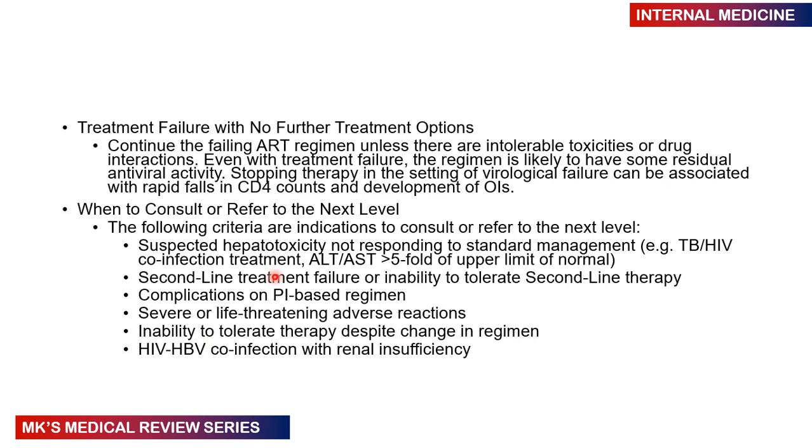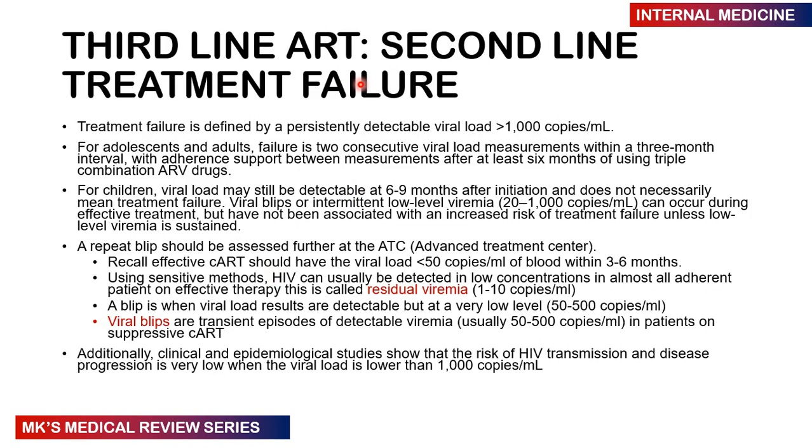Then, of course, what is our third line? Treatment failure we can now define as a persistently detectable viral load, greater than 1,000 copies. Of course, I gave you a value of 400 copies, but now let's use 1,000 copies. For adolescents and adults, failure is 2 consecutive viral load measurements with a 3-month interval between, with adherence support between the measurements, after at least 6 months of taking therapy with 3 drugs. Then if their viral load is not less than 1,000 copies, we say that they are having treatment failure.